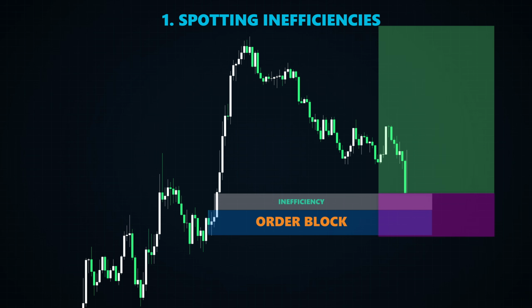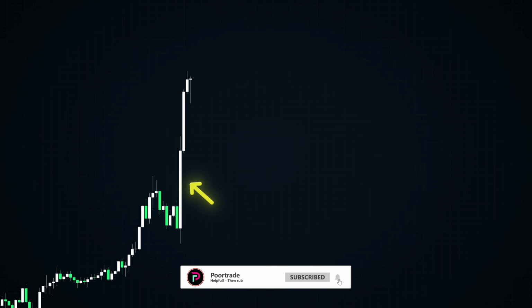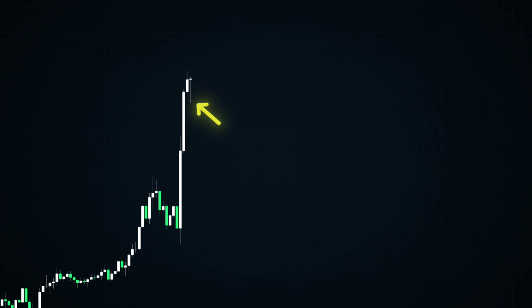In the next steps, we'll dive deep into how smart money operates and how you can read the signs they leave behind. Stay tuned, because this could change the way you trade forever. Alright, let's break it down step by step. When you're looking at your charts, take a moment to spot those sharp, aggressive price moves, those quick jumps up or down with little to no wicks.